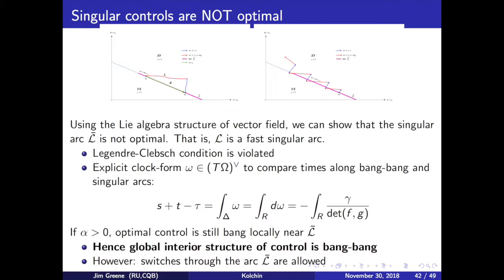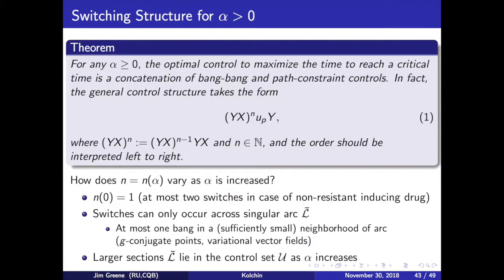Another, maybe more geometric, way of thinking about this is there's actually a clock form, and you can use Stokes' theorem to essentially evaluate it. You can compare trajectories that do x, y, or that stay along the singular arc, and you can always show that staying along the singular arc is actually slower, so therefore it's worse for us. So singular arcs are definitely not optimal, not even when alpha is positive. So in that sense, the control structure is very similar. We still know the control structure is bang-bang, but the question is, how many bangs are there as alpha increases?